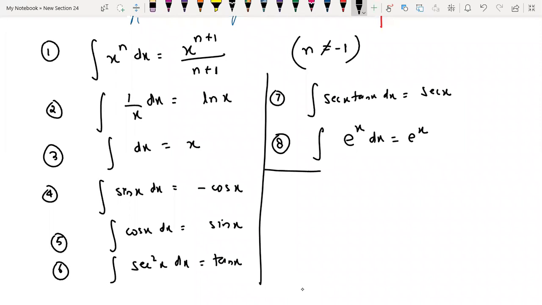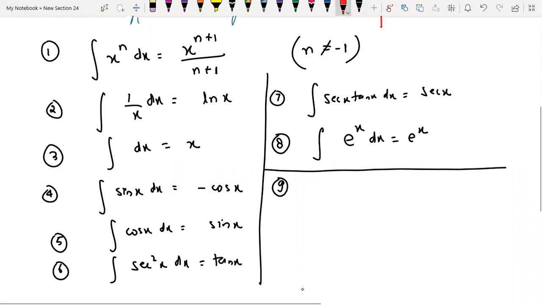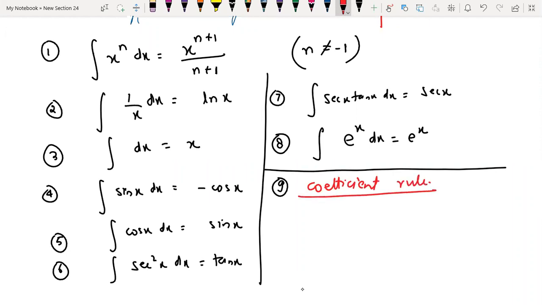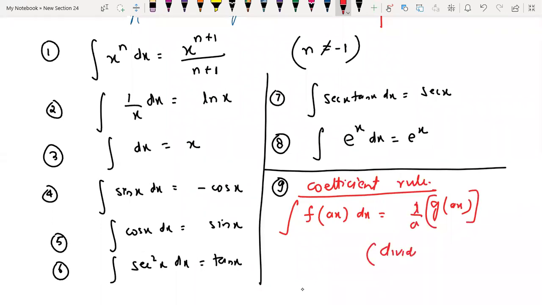And the next one was the coefficient rule. It is similar to the chain rule, but not applicable for any random function. It will be applicable only if the function has one extra coefficient of x. So suppose there is a function in which there is a coefficient of x, the function is not written in terms of x, it is f of ax. When you integrate this, whatever function comes up by integration, we will divide the whole thing by the coefficient of x. At the end, we have to divide by the coefficient of x in that function.